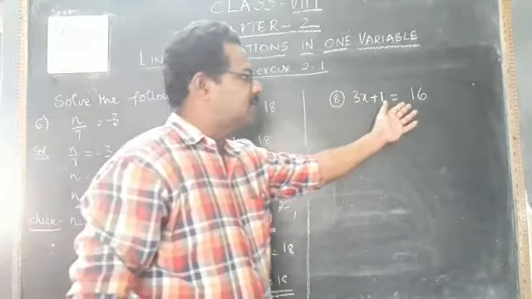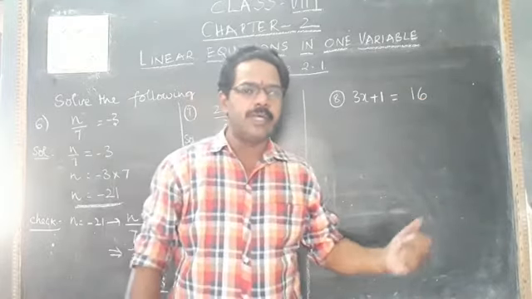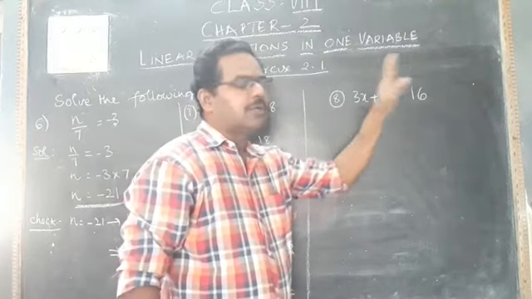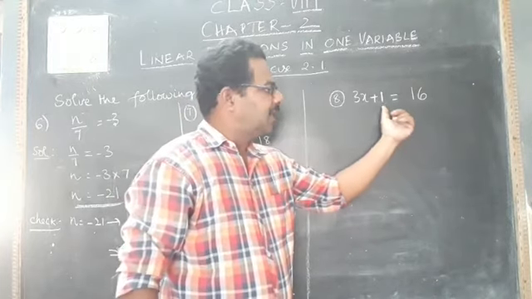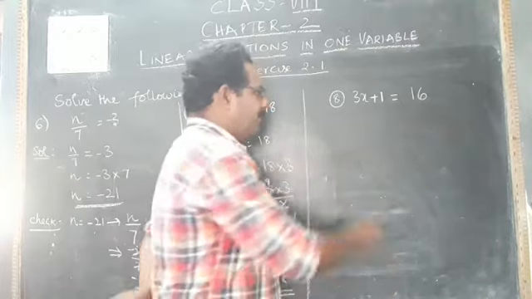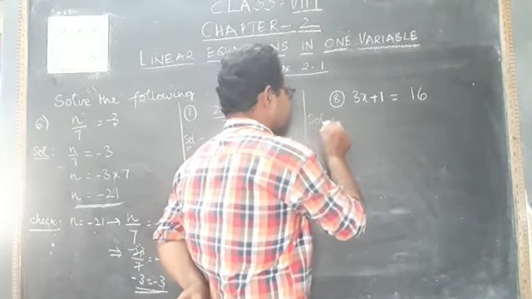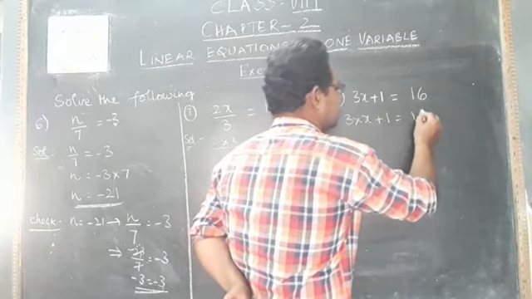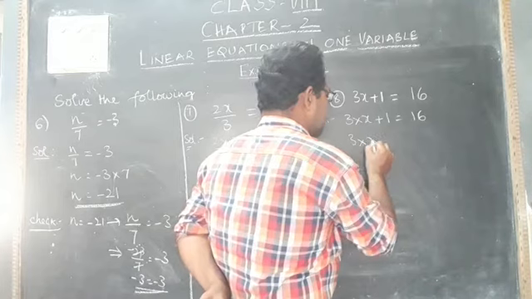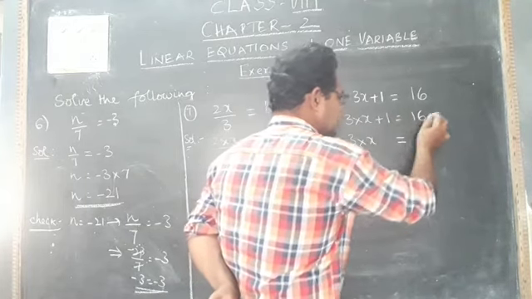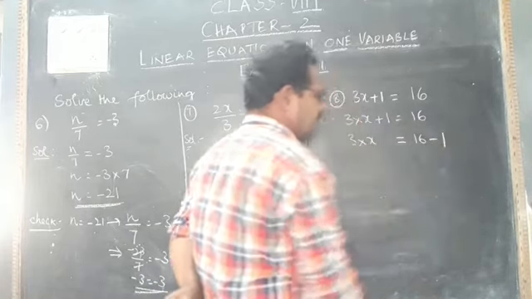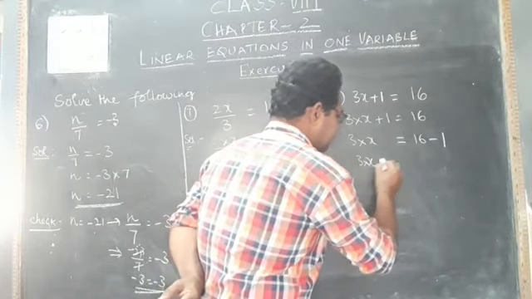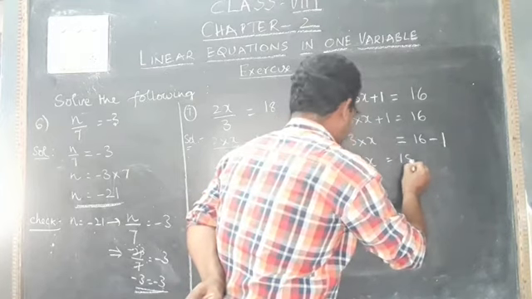Now coming to 3x plus 1 is equal to 16. Here also we have two operations. One is multiplication and the other is addition. So multiplication will go to that side, it will become division. Addition will become subtraction. Okay. So for this solution we shall see. 3x means 3 into x, plus 1 is equal to 16. 3 into x is equal to, plus 1 goes to that side, it will become minus 1. Okay. So 3 into x is equal to 16 minus 1 is equal to 15.